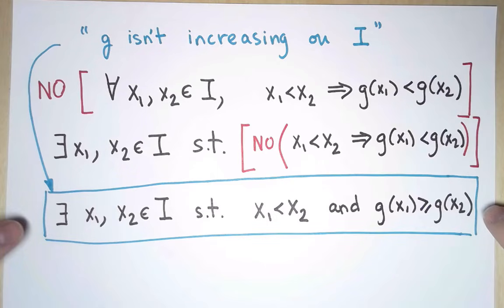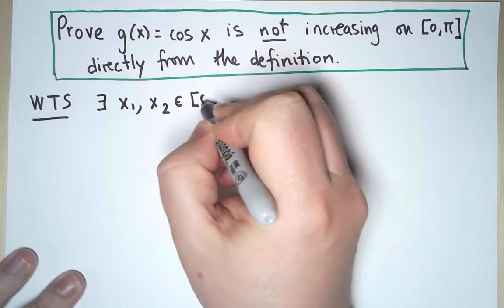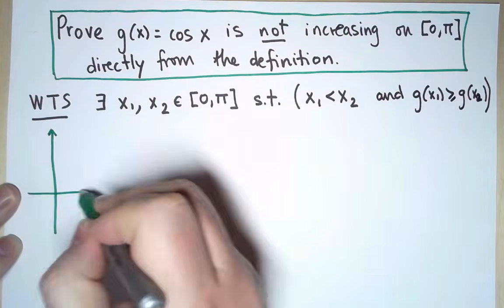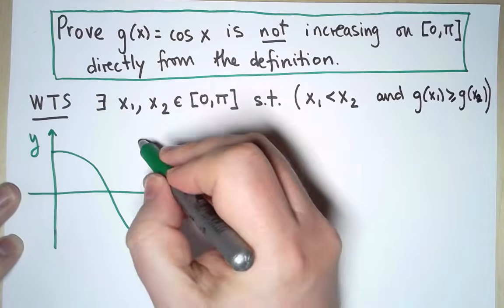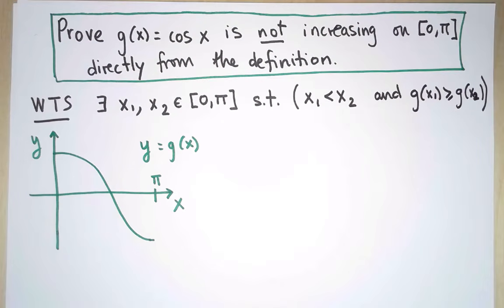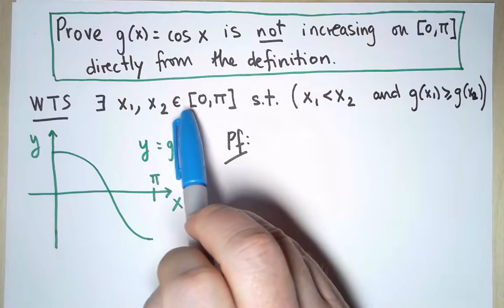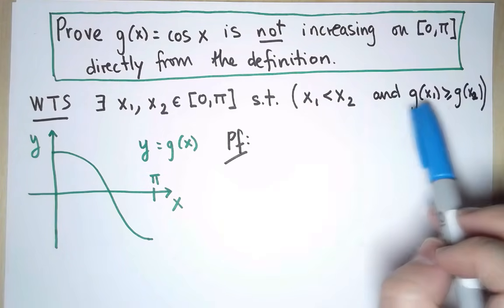I need to prove this statement. This proof is going to be shorter than the previous one. Let's sketch a graph of the function. Let's write down the proof. I need to prove there exists a pair of elements that satisfy these two inequalities.